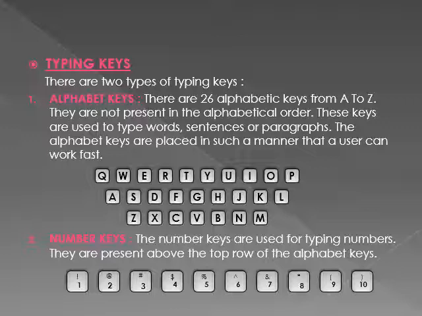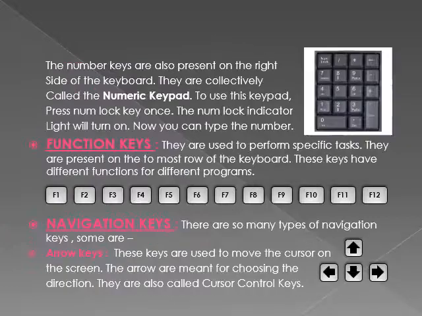Second, number keys. The number keys are used for typing numbers. They are present above the top row of the alphabet keys. The number keys are also present on the right side of the keyboard. They are collectively called the numeric keypad. To use this keypad, press numlock key once. The numlock indicator light will turn on. Now you can type the number.